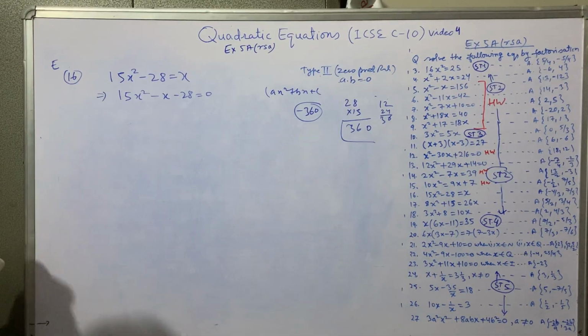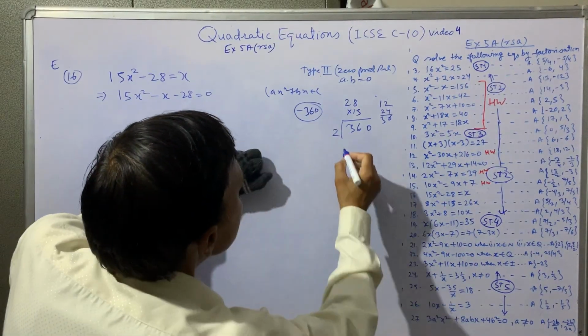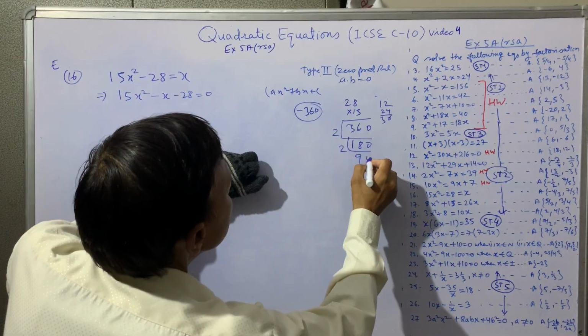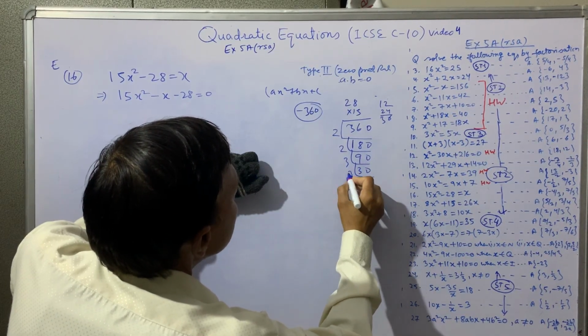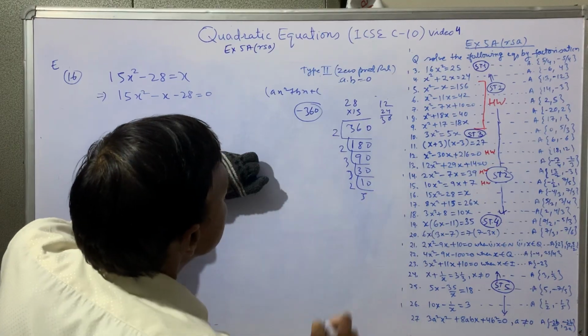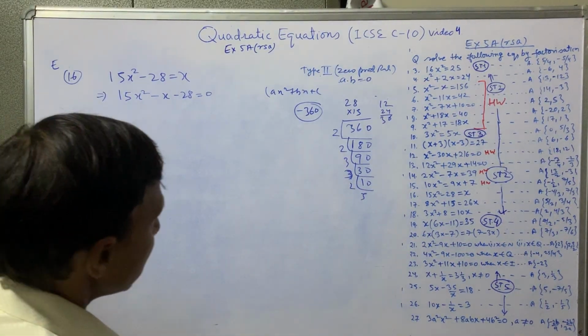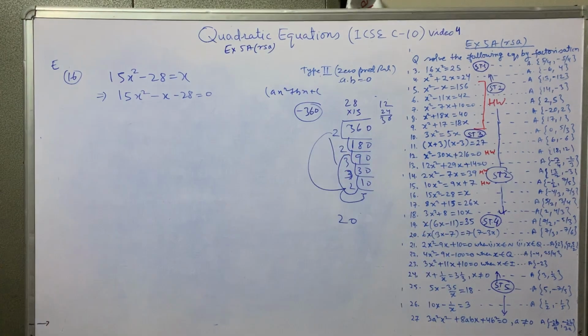Minus is however outside, taking outside the bracket. So taking 2, 2 1s are 2, 2 6s are 12, 2 9s are 18, 3 3s are 9, 3 10s are 30, and 2 5s are 10. So in this we factorize.